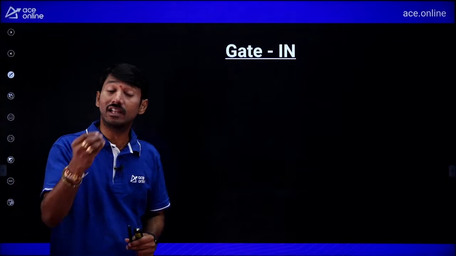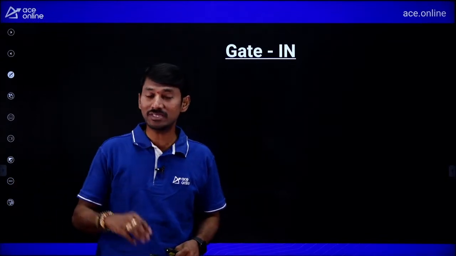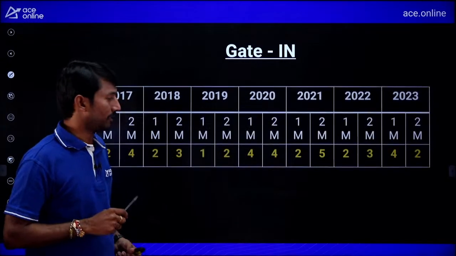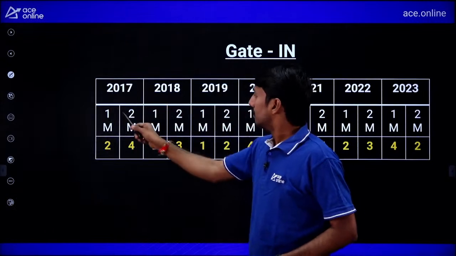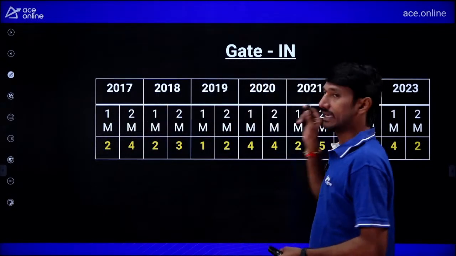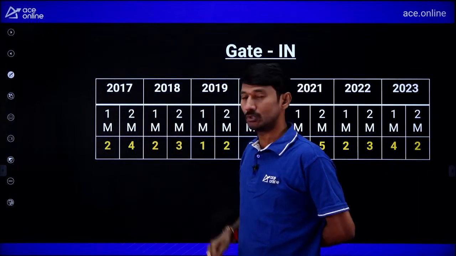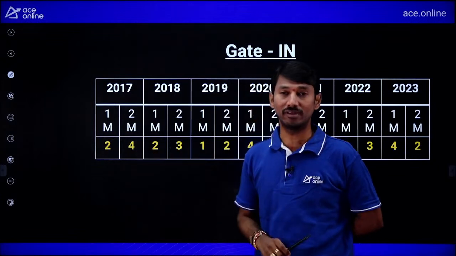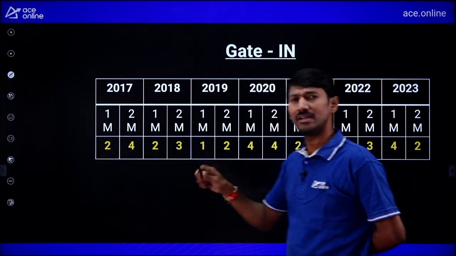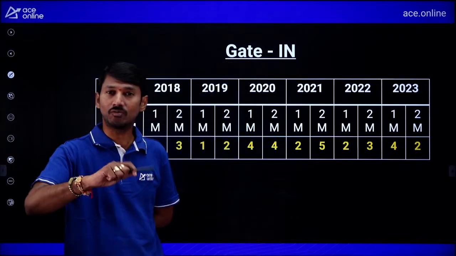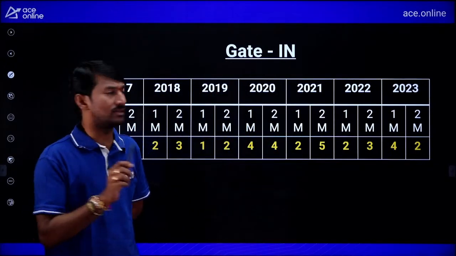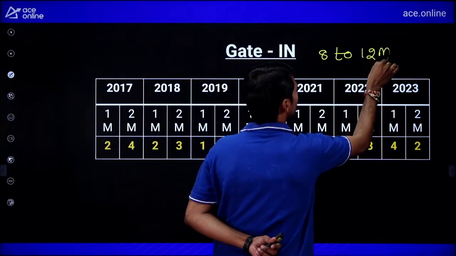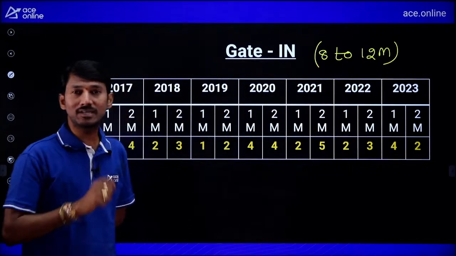Instrumentation people have a little more weightage comparatively, because the instrumentation branch name itself is measurement. So see here, for 2017 to 2023: 1 mark questions 2, 2 marks questions 4, that is 2 plus 8, 10 marks is the weightage. Looking at the entire paper, 10 marks, 12 marks, or 8 to 12 marks is the general weightage.